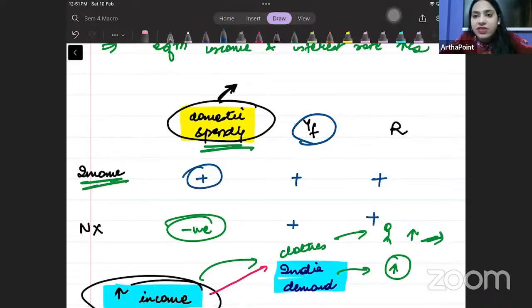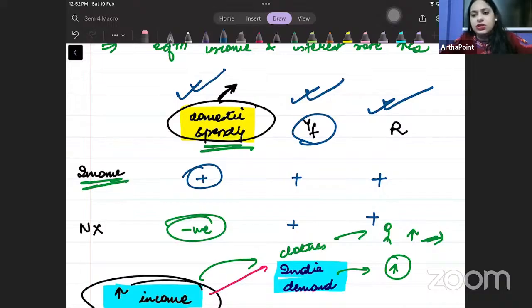This table is very, very important. इस table से almost सारे question exam के answer हो जाते हैं. What happens when income of the consumer increases in India? What happens when foreign income increases? What happens when real exchange rate or the nominal exchange rate depreciates? ये सारे ही answer can be done just using this table. This table is very important from that perspective.